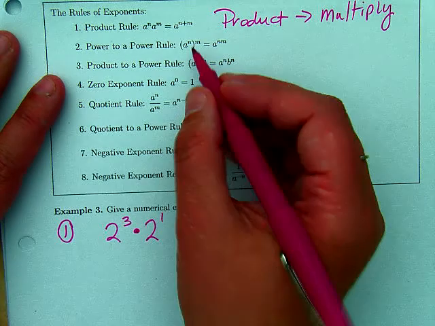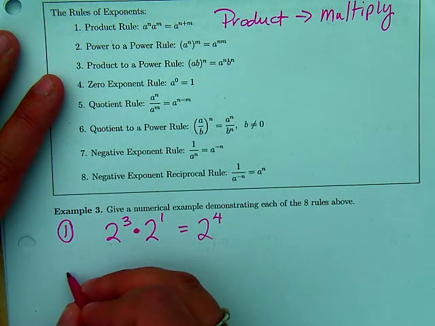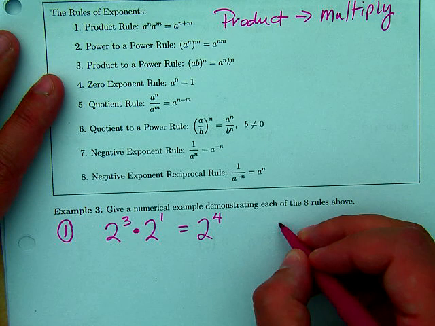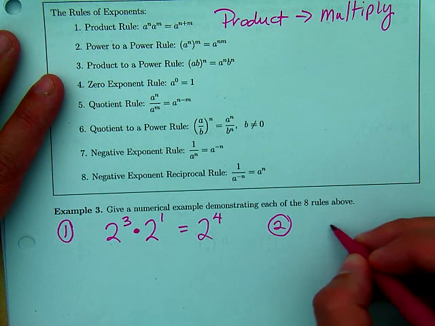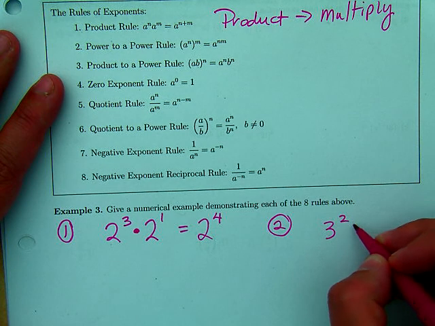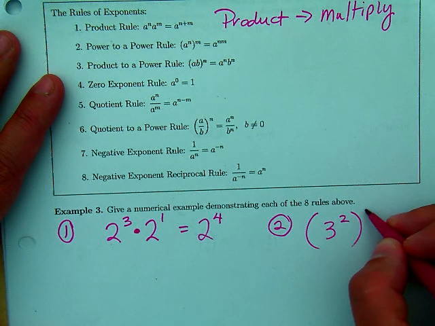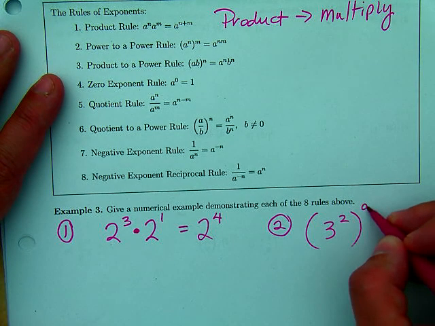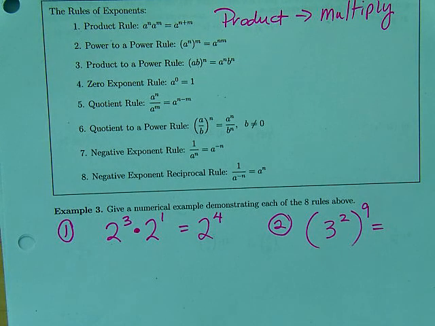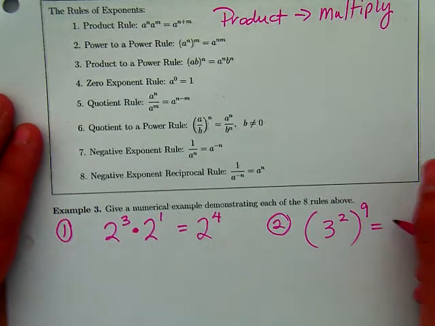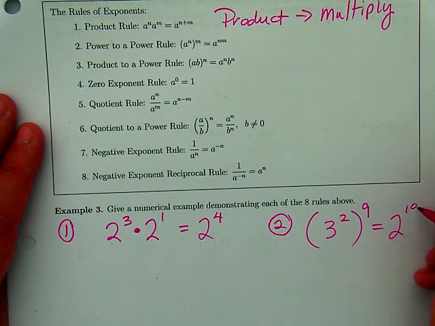Power of a power, you're going to see parentheses, okay? So let's do number 2 to save space. Let's say I have 3 squared to the 9th power. What's that going to be? Three to the 18th. Oops, not 2. 3. 3 to the 18th.